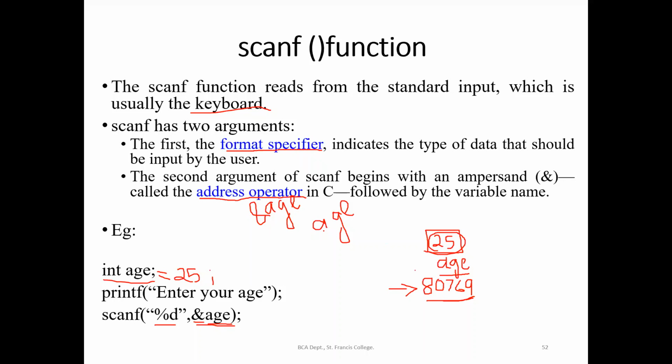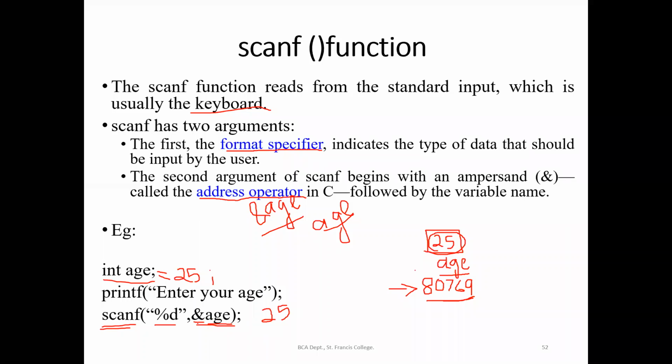Got it? So when I'm writing age, I am referring to 25. When I'm writing ampersand age, I am referring to the address of the variable age. So when I'm entering the value using scanf, I'm asking the user with printf, "Enter your age," and using scanf, I'm accepting the age. The user will enter 25 from the keyboard, and that age variable will be assigned 25.